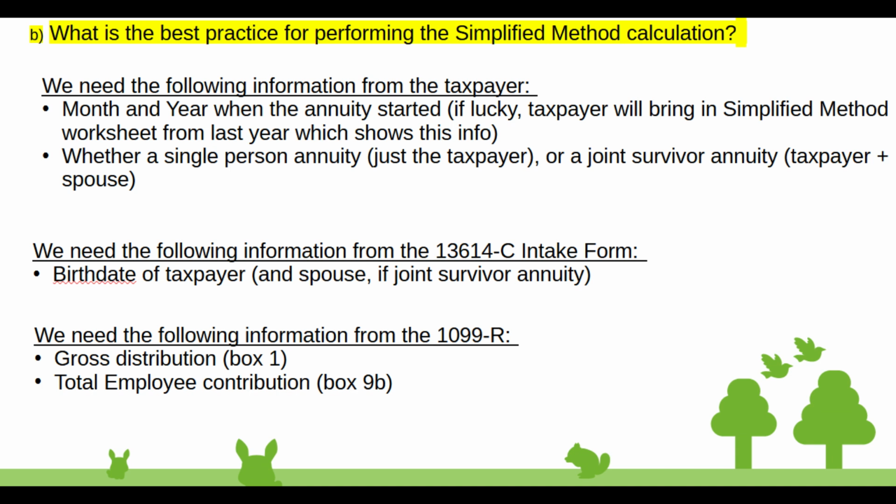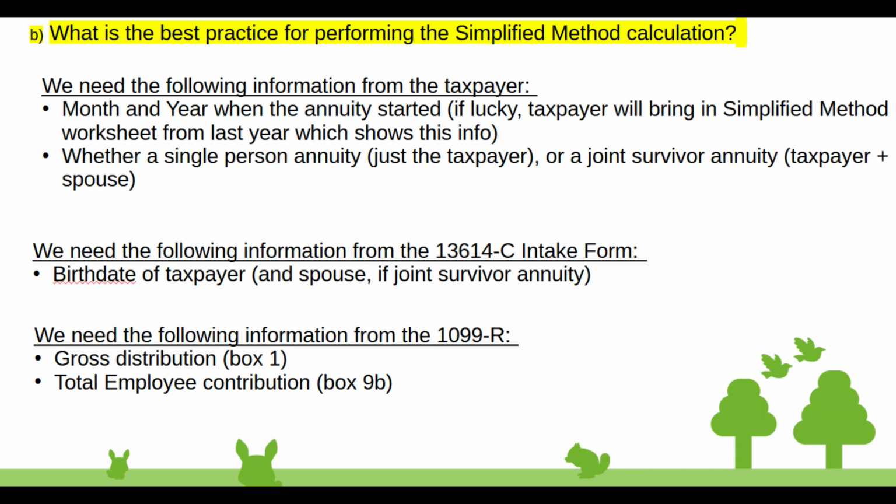What's the best practice for performing the simplified method calculation? We're going to need some information to get started. From the taxpayer, we're going to need the month and year when the annuity started. And if we're lucky, they will bring in their return from last year, which will have a simplified method worksheet, which gives us this information.